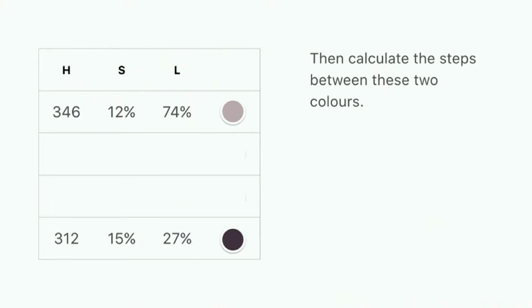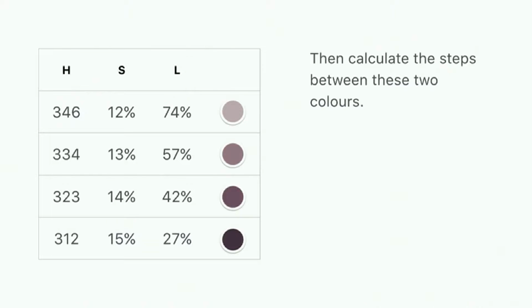Then we'll be calculating the steps in between these two colors. So in this example, the difference between the hues is 34, so the steps should be 34 divided by 3, which is around 11, like so. And now we have our analogous palette.